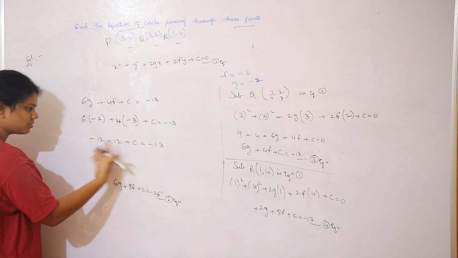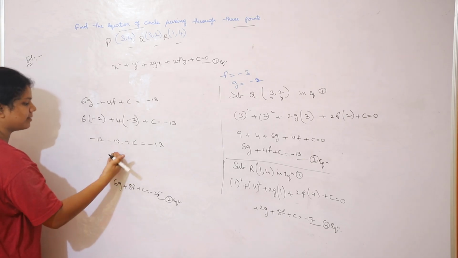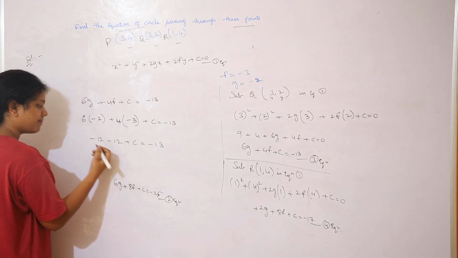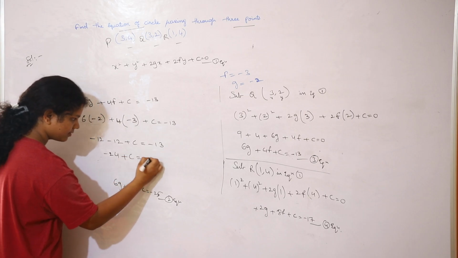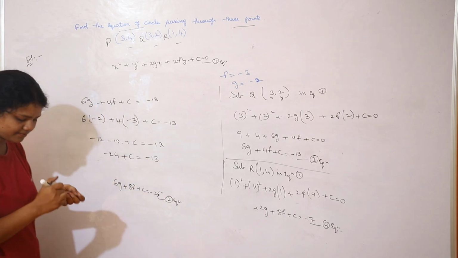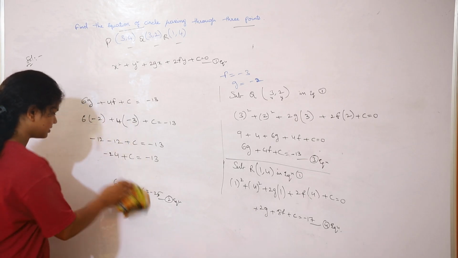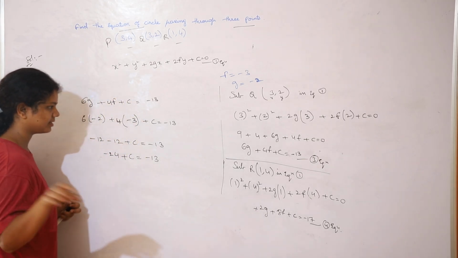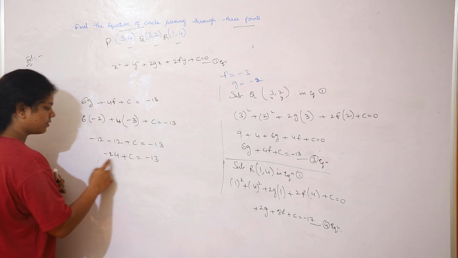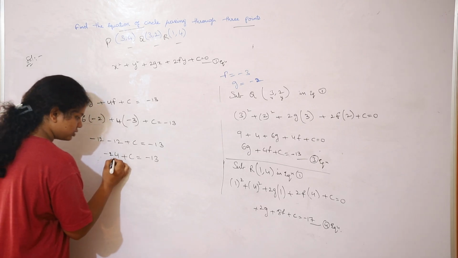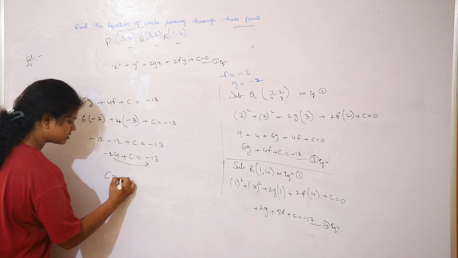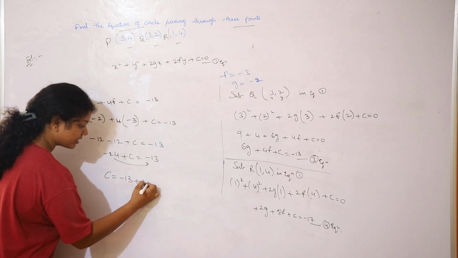Okay, so solve this, guys. That's very easy: minus 12 minus 12, minus into minus is plus, right? So just add it, like minus 24. So minus 24 plus c equals minus 13. Clear? Now take this 24 to the other side. This becomes c equals minus 13 plus 24.